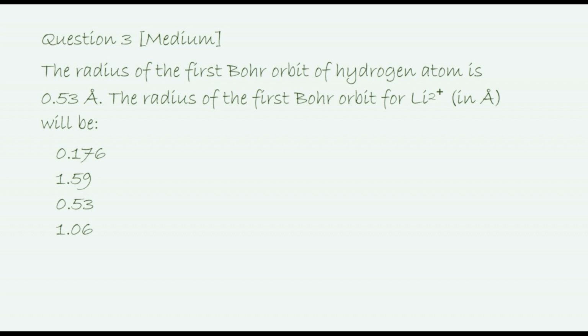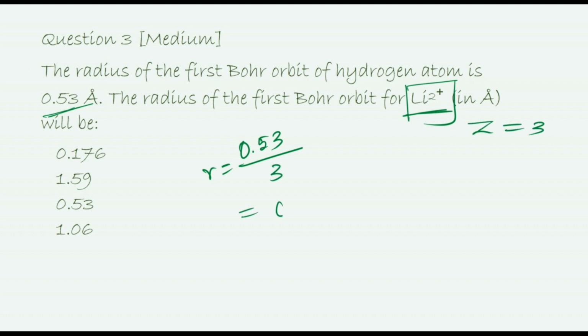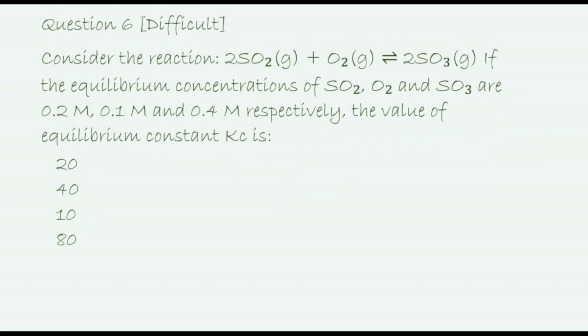Radius of the first Bohr orbit of hydrogen atom is 0.53 angstrom. Okay, the radius of the first Bohr orbit of Li2+. Anyway, the number of electrons here is also 1. So, how to calculate it? Very simple. You just need to do r is equal to 0.53 divided by, what is the atomic number of lithium? 3. So, divided by 3, which will give you 0.167 angstrom. They are given in angstrom, asking it in angstroms.